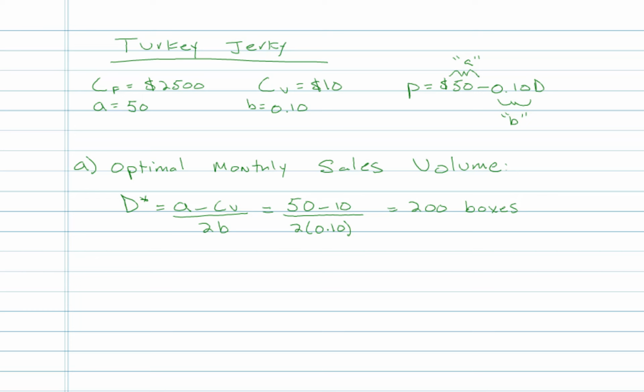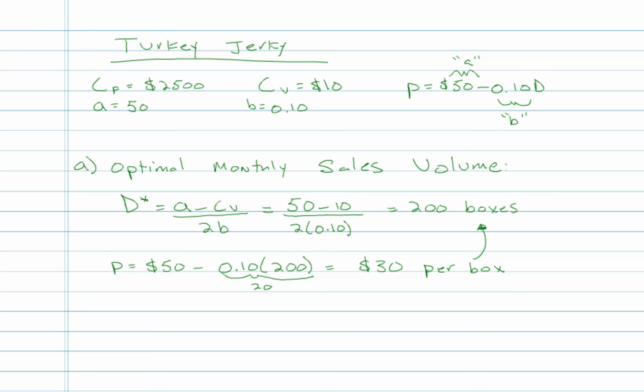And by the way, if they want to get that number of units, what should they sell their items for? Well, we can just easily substitute that into the price equation. We know that the price will be $50 minus 0.10 times however many boxes are sold. And so that works out to a price of $30 per box, because it's going to be 50 minus 20. And so $30 per box is the sales price that will yield 200 boxes of monthly volume.